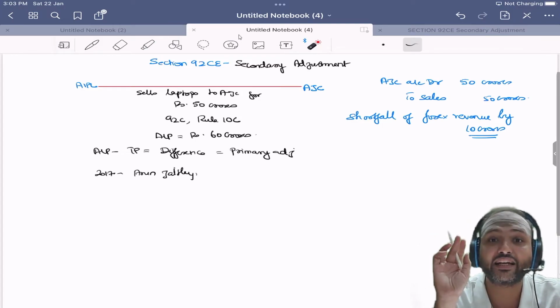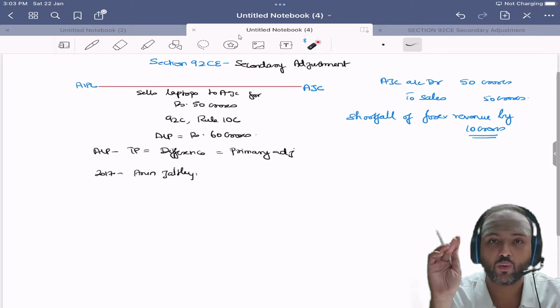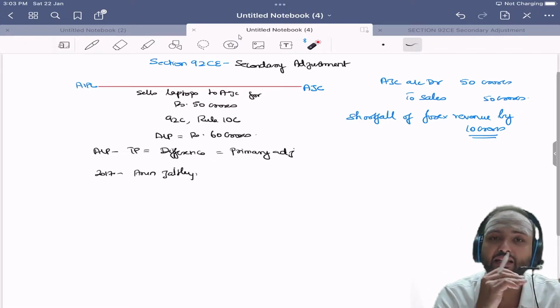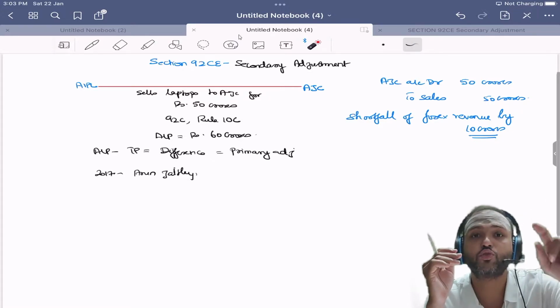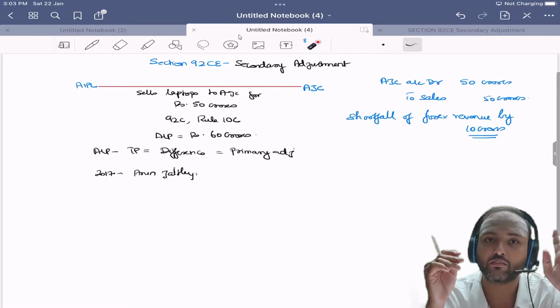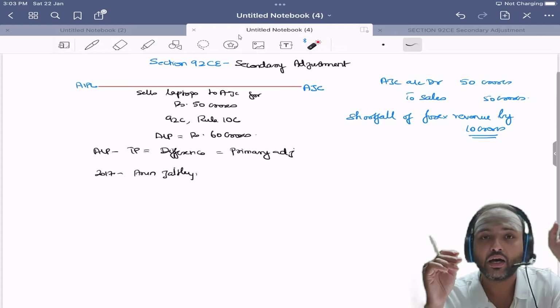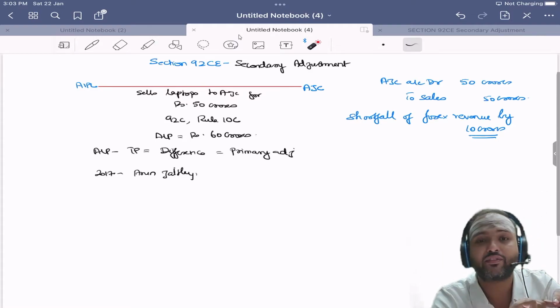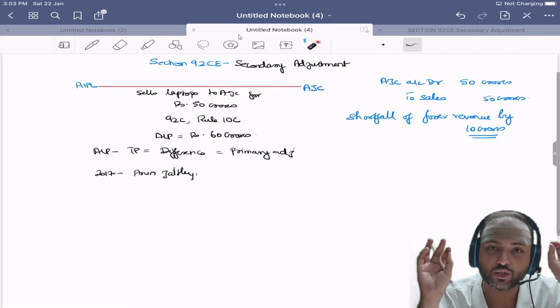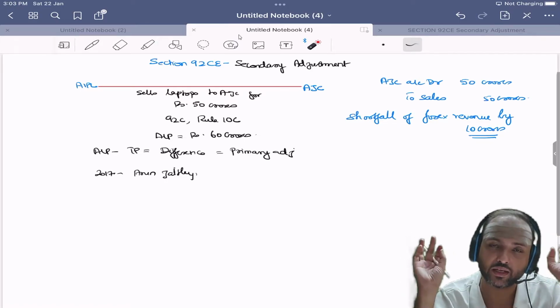This is secondary adjustment. What is primary adjustment? The difference between arm's length price and the transaction price on which you pay the tax liability by adding it to your taxable income. Primary adjustment. Whatever primary adjustment you have taken, account for it in the books of accounts. Secondary adjustment. So this is secondary adjustment.